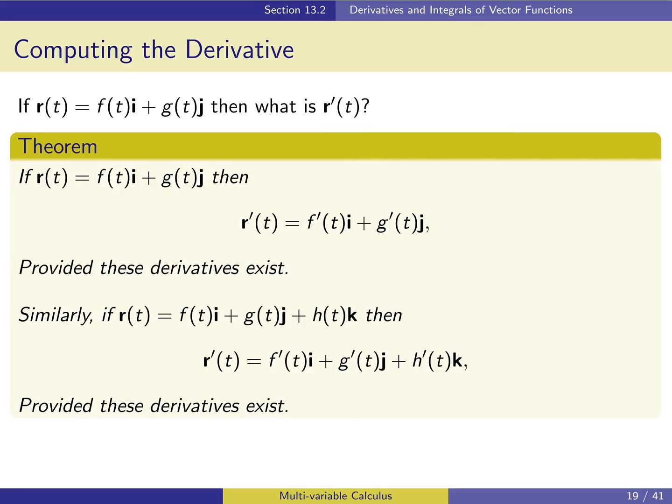Here's the result we just derived, written nicely as a theorem. If r of t is equal to f of t times i plus g of t times j, then r prime of t is equal to f prime of t times i plus g prime of t times j, provided those derivatives exist. Similarly, the same reasoning will work for a space curve, where you have an f of t, a g of t, and an h of t as your component functions. You just take the derivative of each component function, and then, provided those derivatives actually exist, you have the derivative of your vector function.